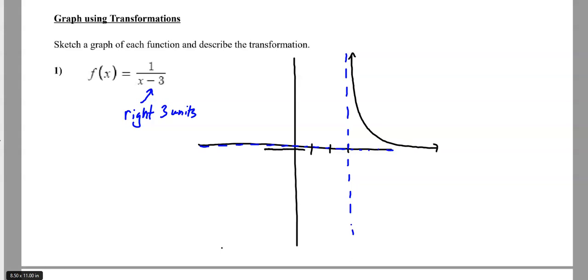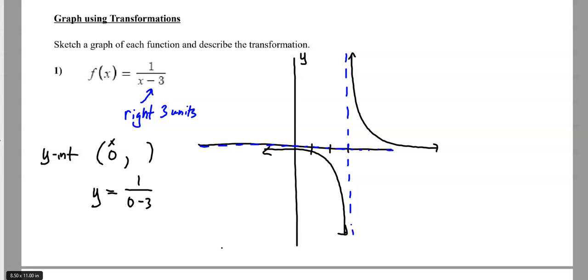And then something like that. All right. Now, if I really wanted to get into it, I could find that y-intercept. If I said, hey, let's figure out the y-intercept, because maybe I want that point to be somewhat exact. Well, for a y-intercept, that means that x is going to be 0. So if we let x equal 0, we're going to have y equals 1 over 0 minus 3. So I'm just putting 0 in. And that ends up being, what, negative 1/3?